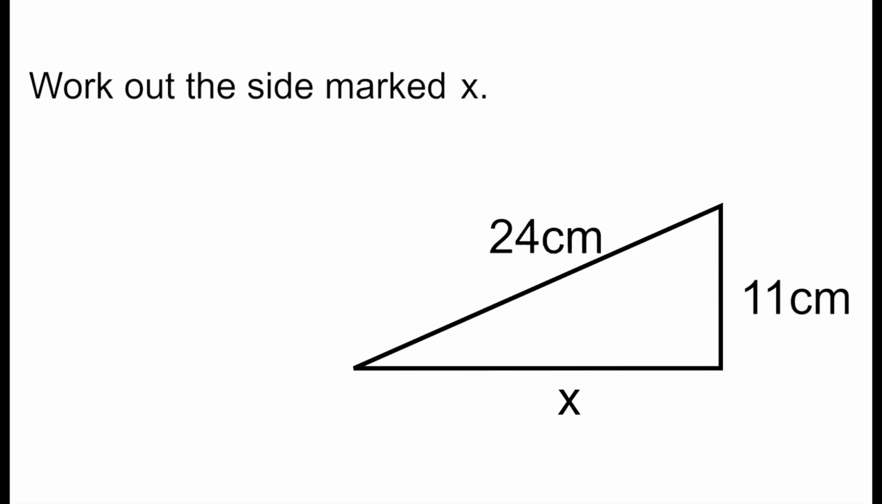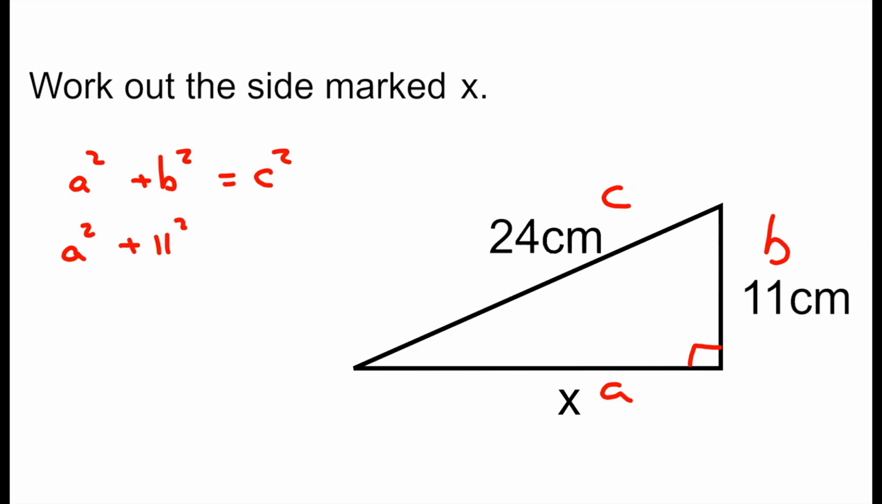So in this example, we're given a right angle triangle and we're told to work out the length x. But here the length x is one of our two shorter sides. So we're going to start off by labeling our sides again, writing out our formula, and we'll substitute in what we have. So we've got the b and we've got the c.